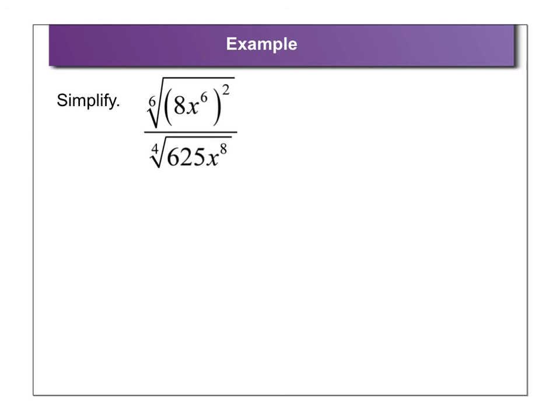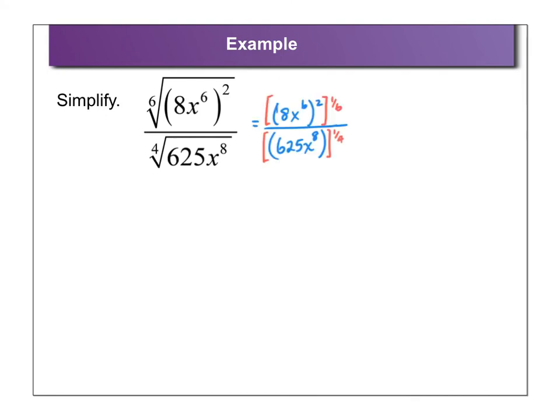So the first thing that I'm going to notice here is that my radicals have different root indices. So I'm not going to be able to take what's inside my radical up here and simply divide it by what's inside the radical in the denominator, because these are different types of radicals. So our best approach with this is to rewrite these radicals as powers, and then we can apply our power rules to simplify the expression.